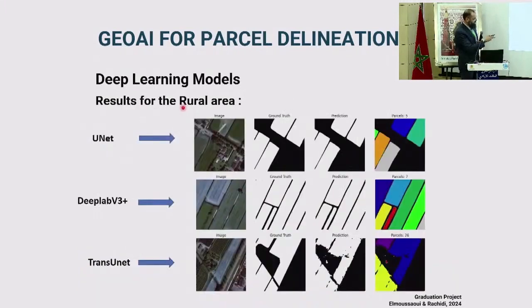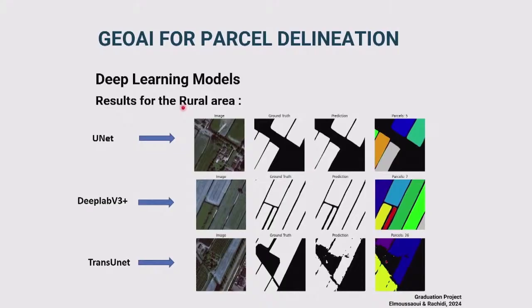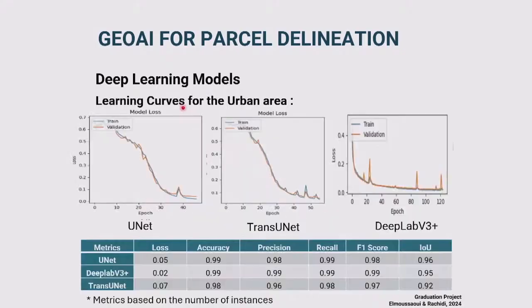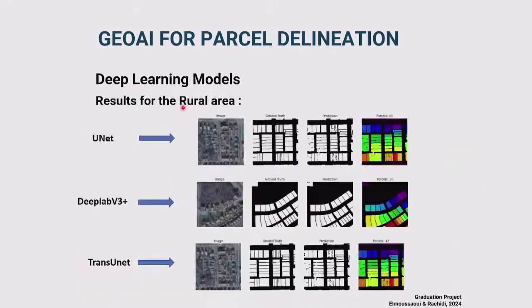And here are just examples of results. So we have here, for example, images from a rural area. We have the ground truth, and we have the prediction, and we have the number of parcels. We've applied the same logic now for the urban areas. The results in the urban area are lower than in the rural area, and you know why? Because in the urban area we have buildings, and it is much more difficult compared to the rural areas, but the results are also very interesting. And here you have some examples of the results.